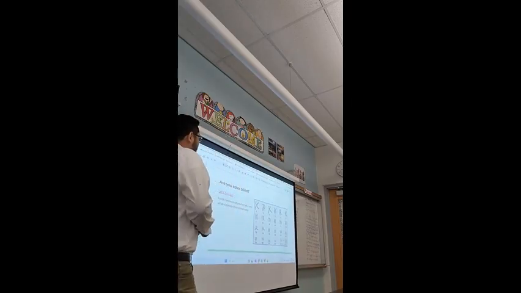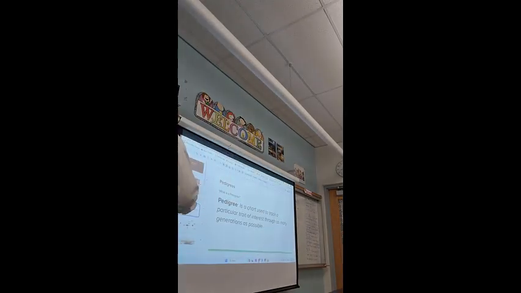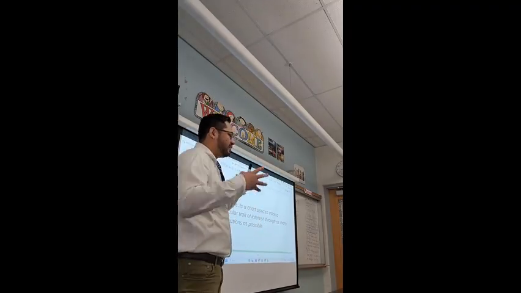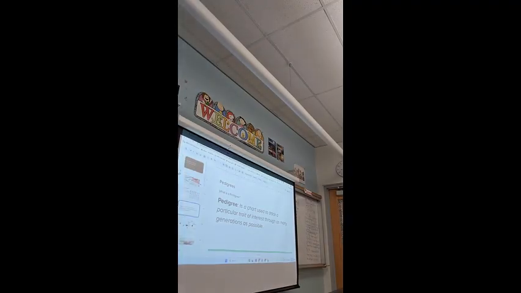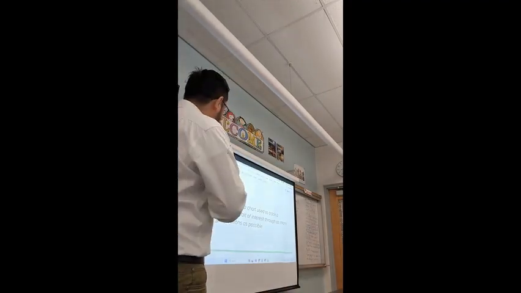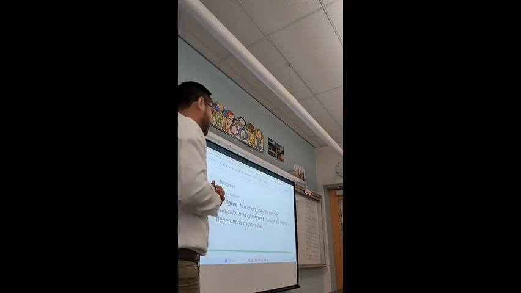Okay? So the first thing we're going to talk about is pedigrees, right? What is a pedigree? A pedigree is simply a chart that helps us track a disease or a particular trait through as many generations as possible. Okay, it's a chart that allows us to see what the family history is. It's like a family tree. You can think of it.